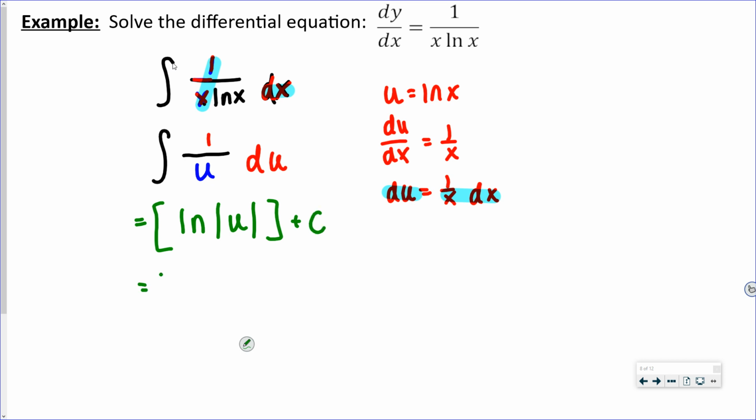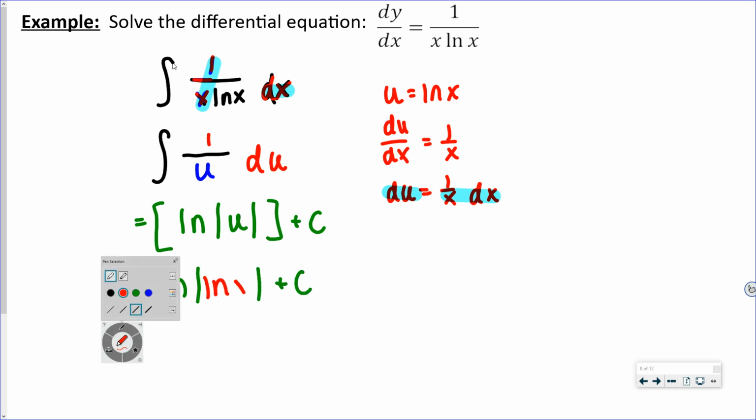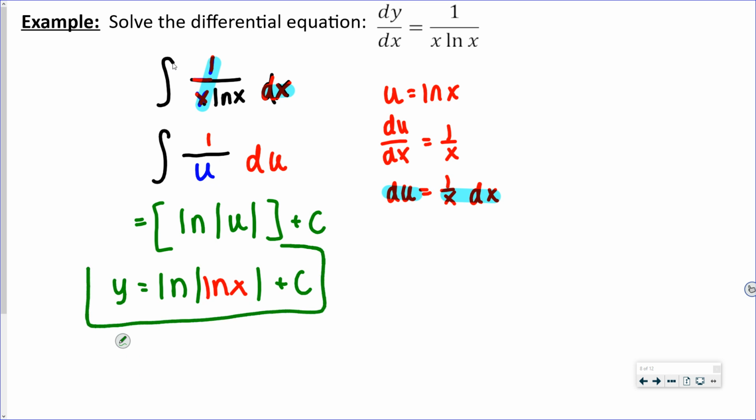And then we back substitute in u, which was natural log of x. So the natural log of the natural log of x. I'd probably put y equals in front since we did technically solve this, or you could do capital F of x if you want.